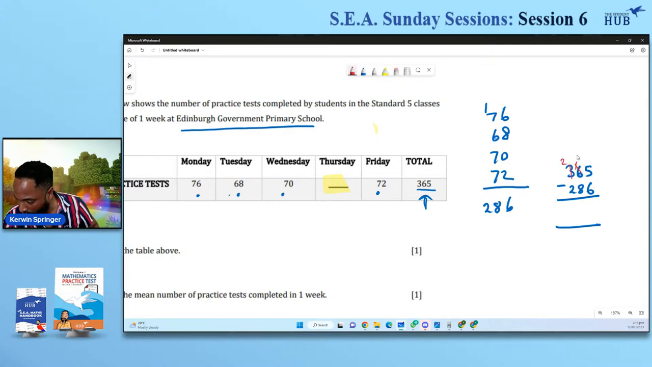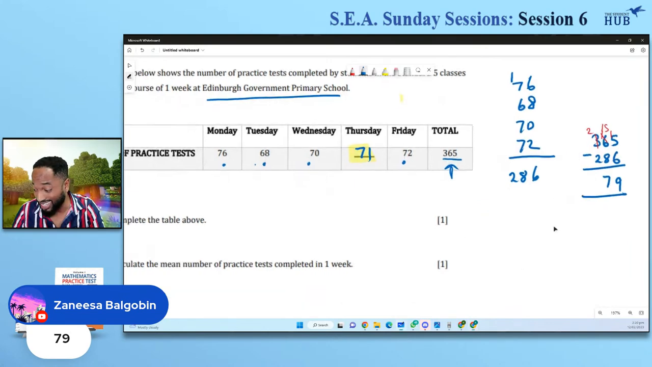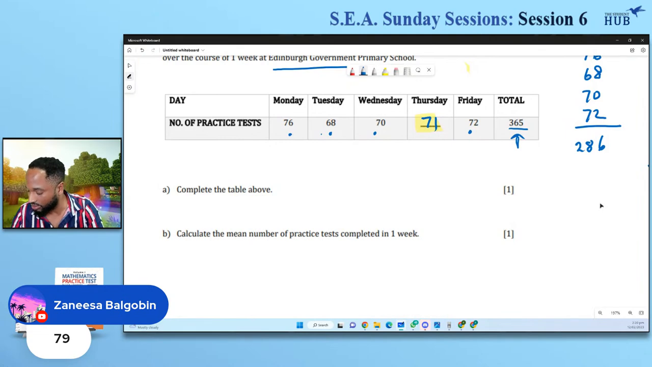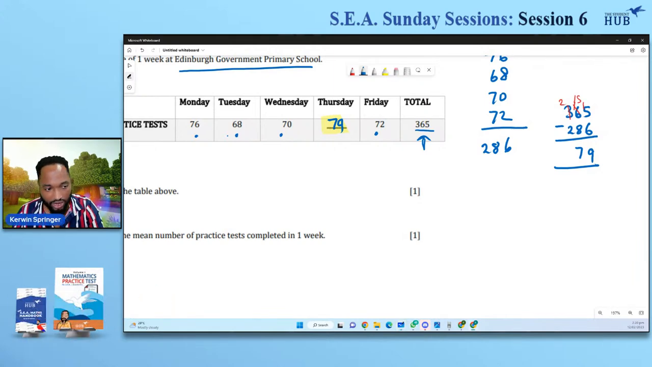Excuse me, whilst I just do a little bringing across here. All right, so now we have 9 and 15 minus 8 is how much again? 7. So 79. Zenessa is saying that that is correct. I'll ever see Zenessa get anything wrong? Never. So complete the table above. So, I know I wrote 79, but it's written 71 now. Tricks. Sarah agrees with me as well.